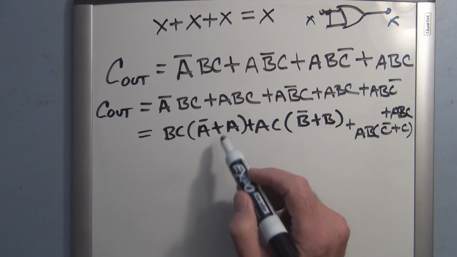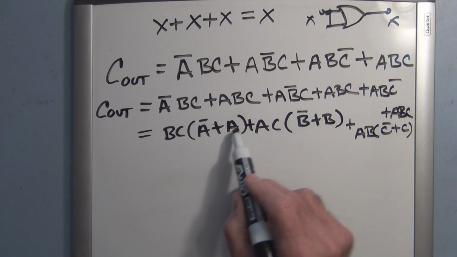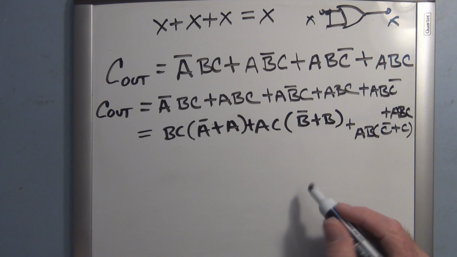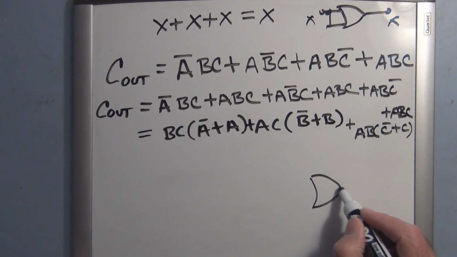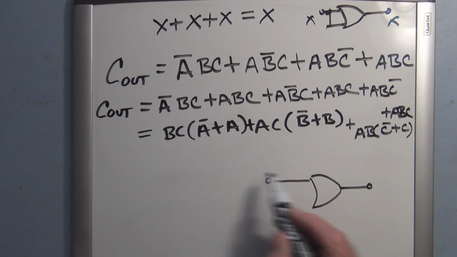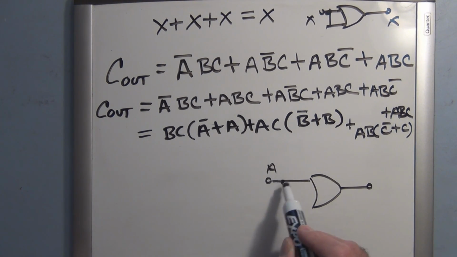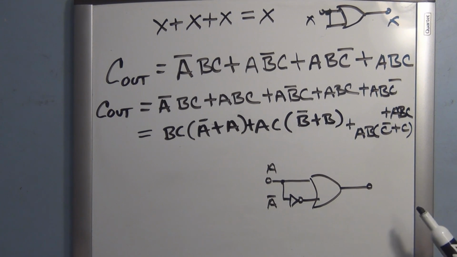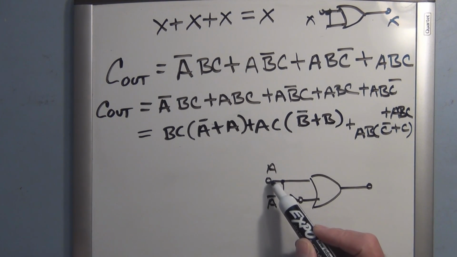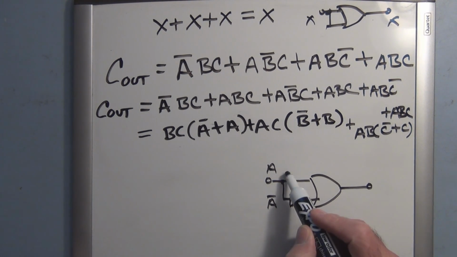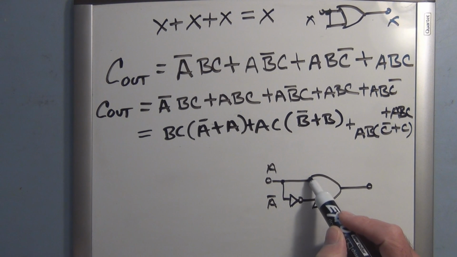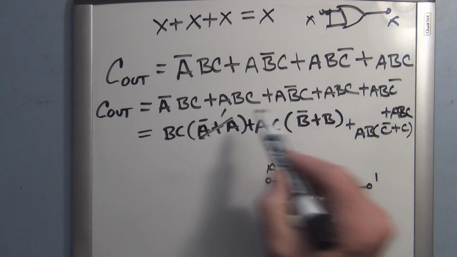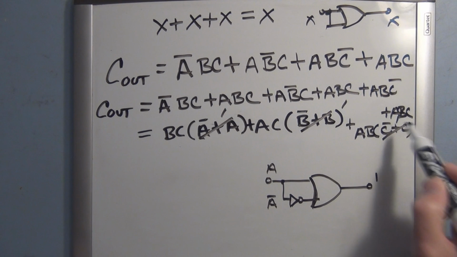Now if you have A ORed with A naught, that's equal to 1. If you recall, if you have an OR gate, and in this case this was A, and then we fed into the other side through an inverter, so this was A naught. No matter what A was, the other would be the opposite. So if this was 0, this would be a 1, and an OR gate produces a 1 output when there's a 1 on any of the inputs. So this would be a 1, this is a 1, and this is a 1.